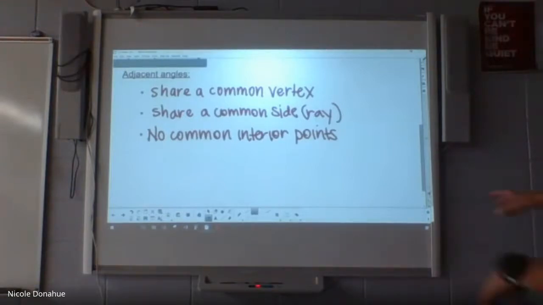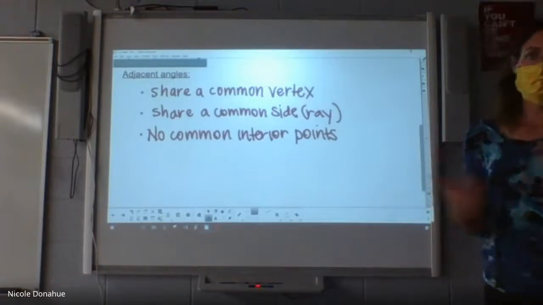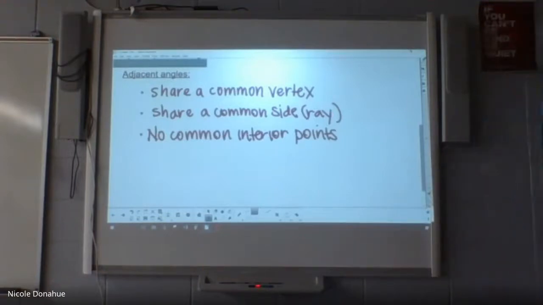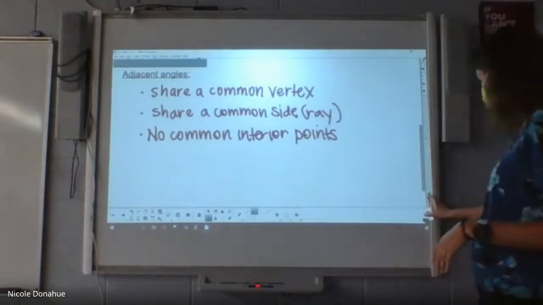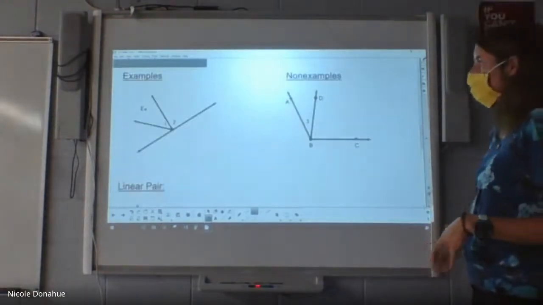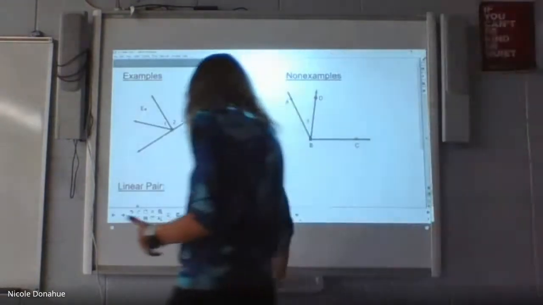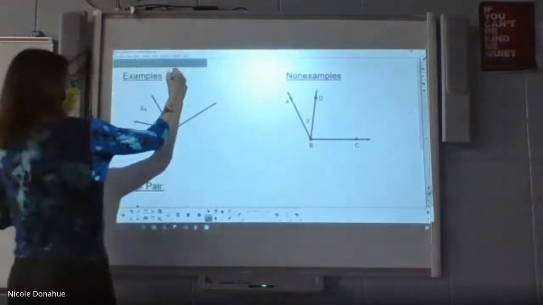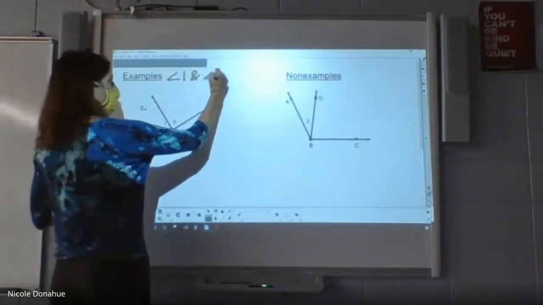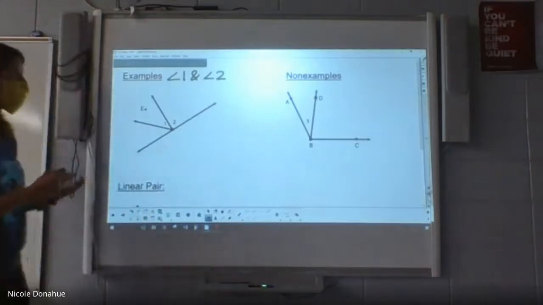So I'll give us some examples, and then a lot of times with geometry, I'll do what is called a non-example. I don't know if that's really a word, but I think you get the idea that it disproves what I was trying to show you, or shows you the opposite of it. So this is an example. So angles 1 and 2 would be adjacent angles. So angles 1 and 2 are adjacent.